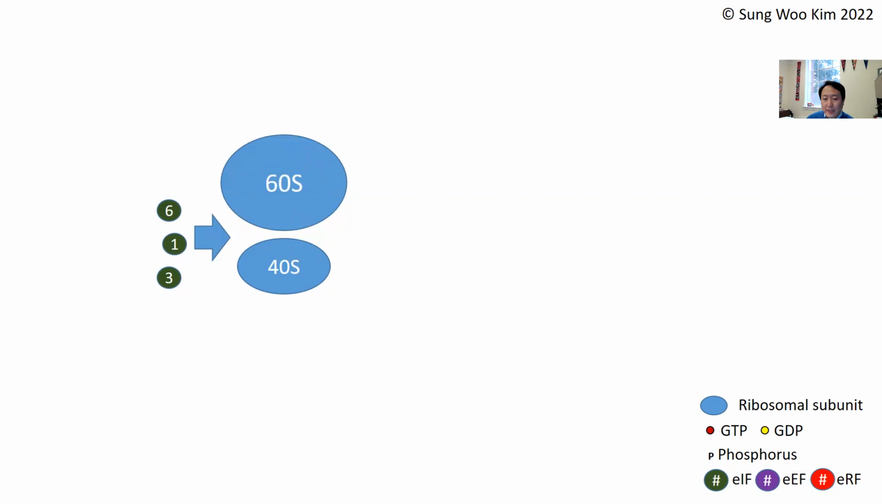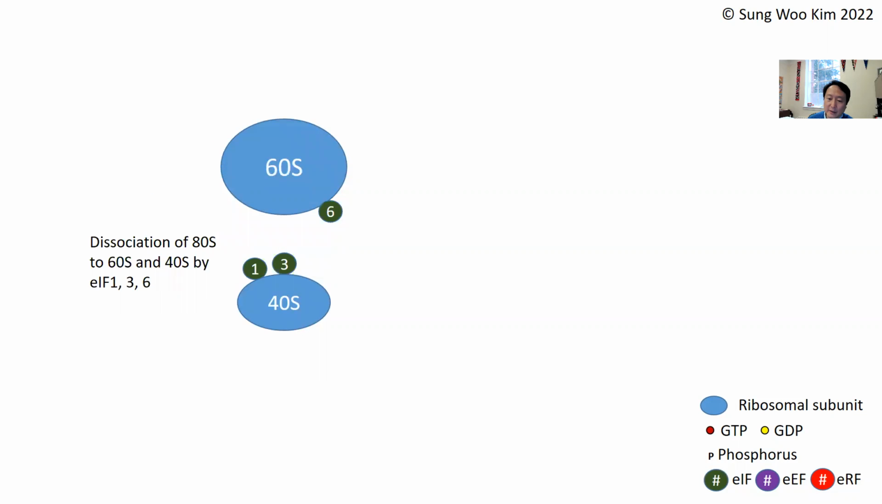And these initiation factors, 1, 3, and 6, will cause the dissociation of 80S into smaller subunits. One is a 60S, and the other one is 40S. This is done by them binding to the subunits. Okay. Initiation factor 1 and 3 will bind to 40S subunits, whereas initiation factor 6 will attach to the 60S subunit.